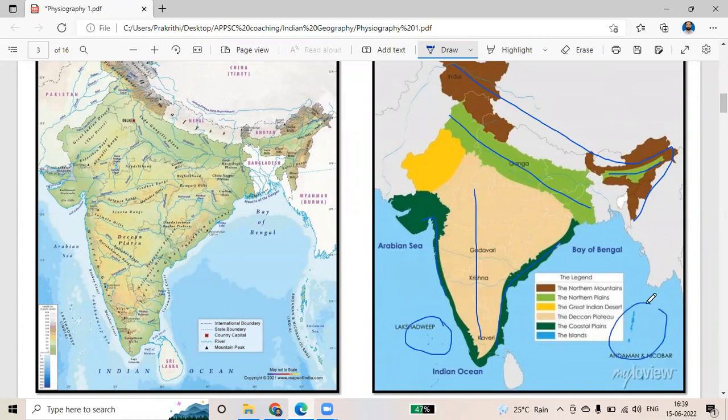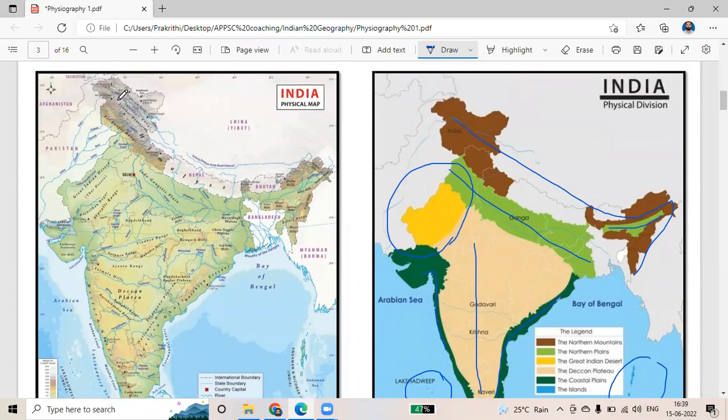And sometimes we can also divide out the desert region. That is another physiography. But when we say the physiography of India, we don't mention this because it is considered part of the extension of the Great Indian Plain. That is also an explanation. So we don't take this as a separate entity.